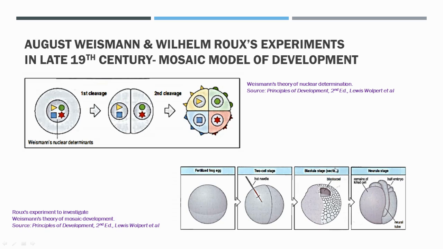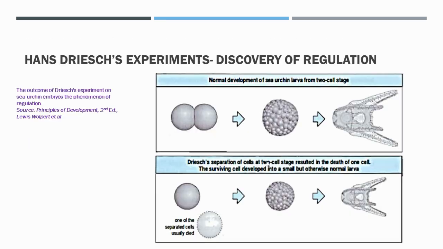The mosaic model tells that the elements, the germ pool present in the zygote, get segregated into each cell, and that's why each cell has different characteristics. But this is not true for all the cells and all the development, and this was proved wrong.